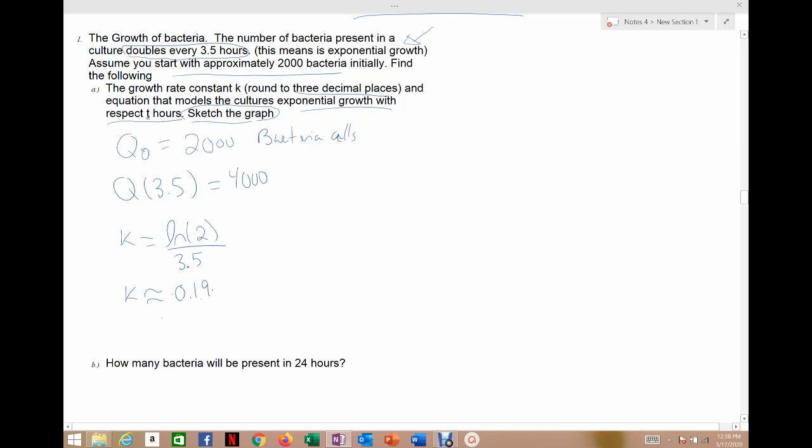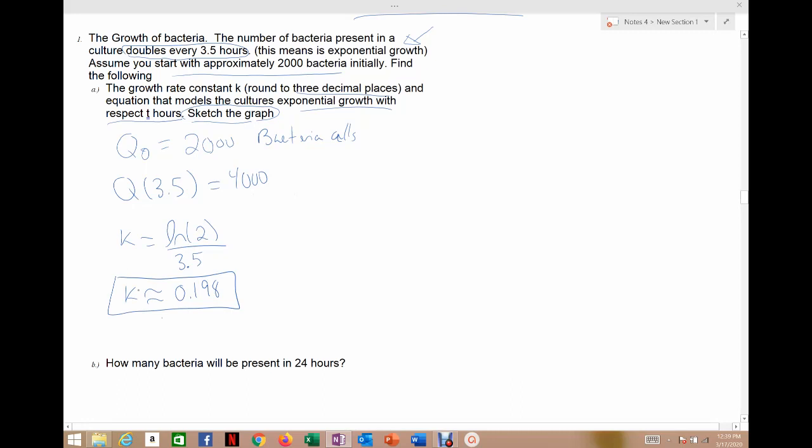Make sure you round to the places they ask you to. If you don't follow those directions, your answers will be different than the answers that we're looking for. There'll be rounding errors, and they can be significant in exponential growth. Alright, that's one way. Alright, the other way is to solve the equation.